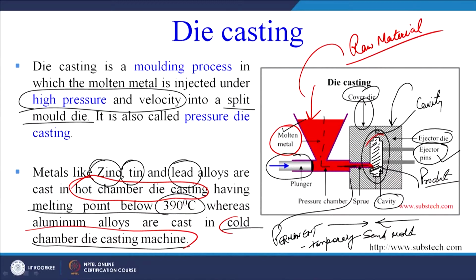Now what is our target? Why are we studying this course? Our target is that this product has to be designed. In this case, the shape of the product that we will get will be something like this. Now how has it to be designed? What are the design guidelines when the product is going to be die cast that we must keep in our mind? Those guidelines are our target. So quickly let us go to those guidelines.